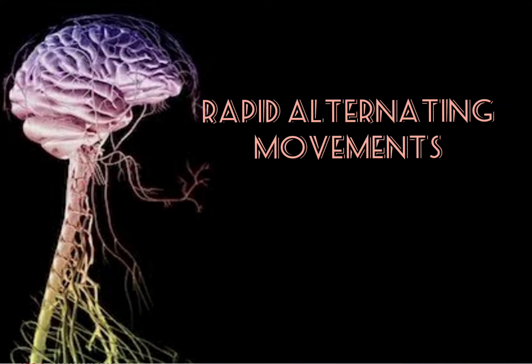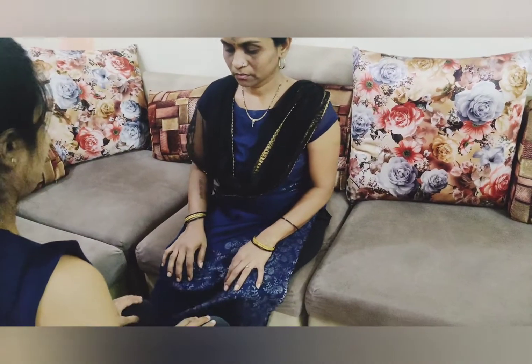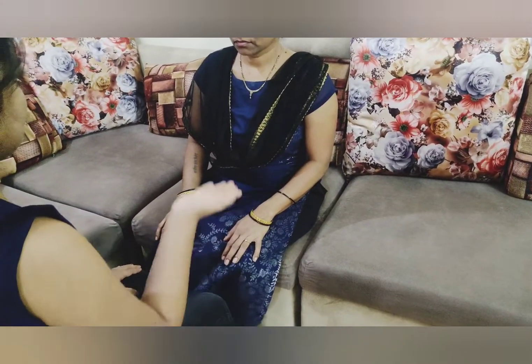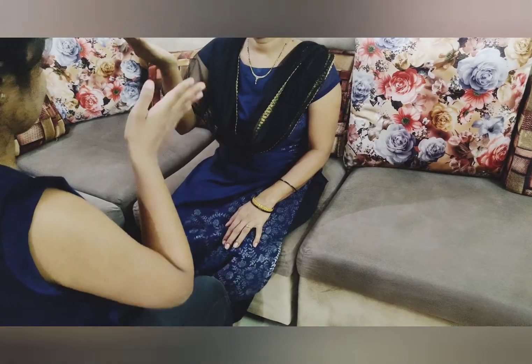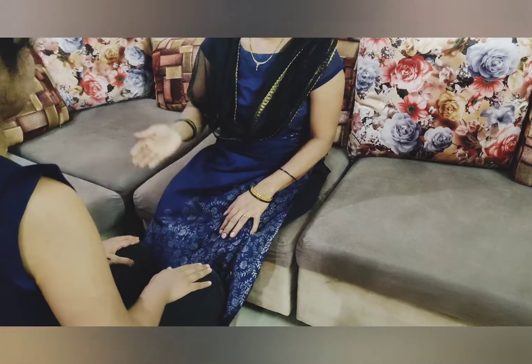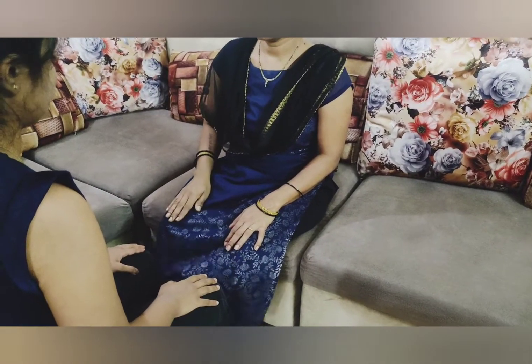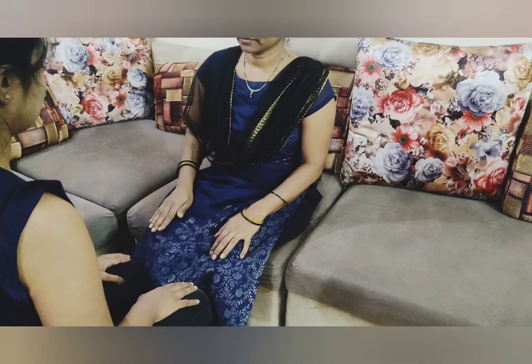Rapid alternating movement. For arms, show the patient how to strike one hand on the thigh, raise the hand, turn it over, and then strike the back of the hand down to the same place. Urge the patient to repeat these alternating movements as rapidly as possible. Observe the speed, rhythm, and smoothness of the movements. Repeat with the other hand.